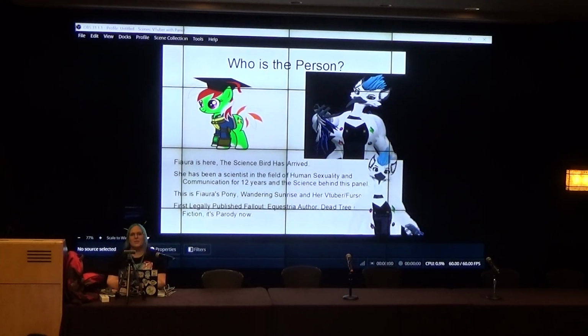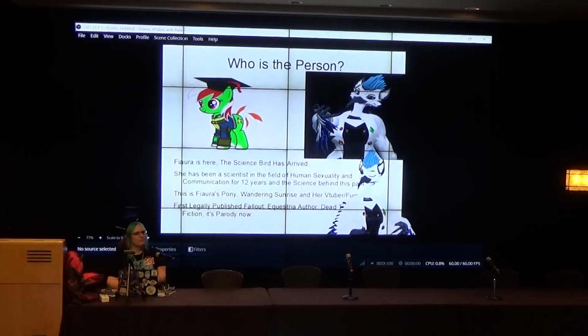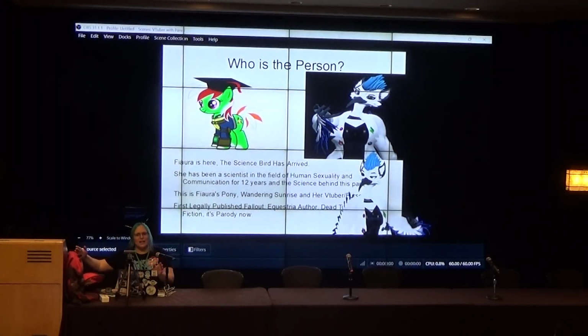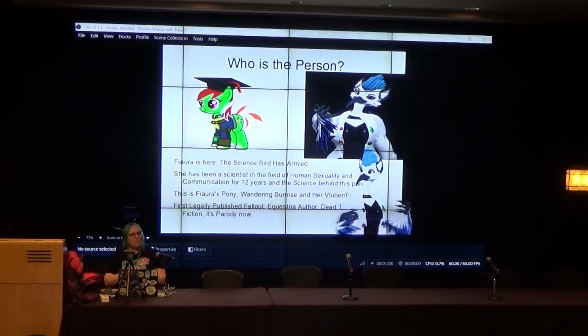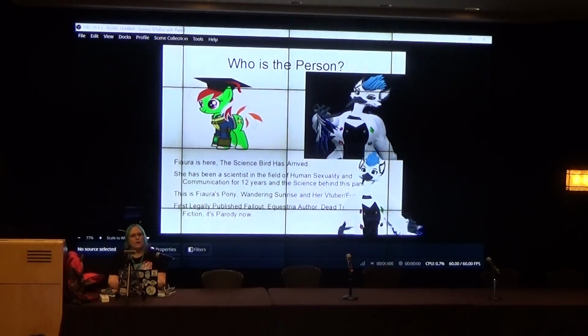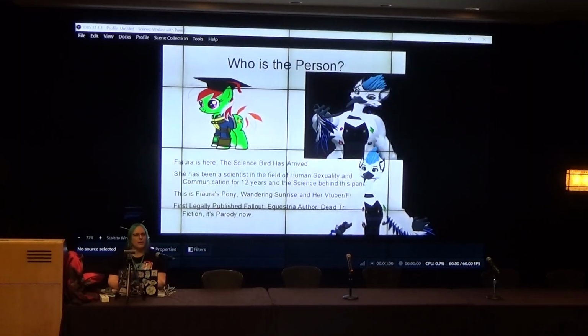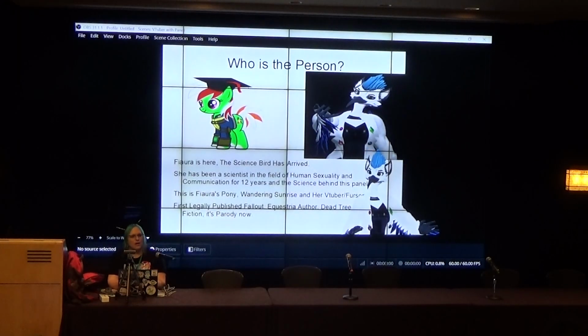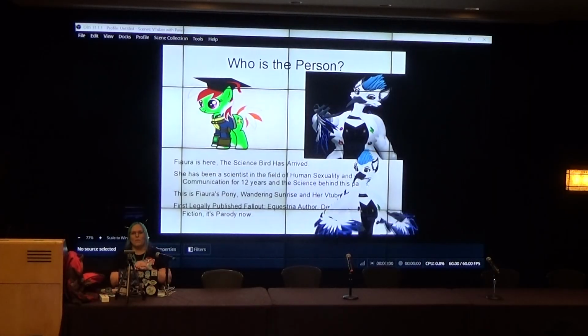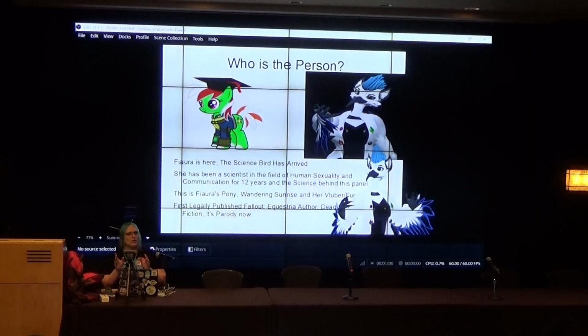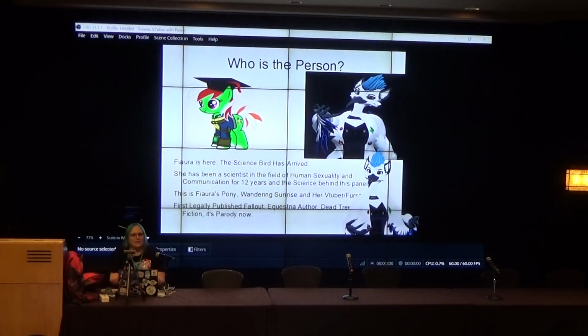On the left-hand side, you'll see the pony. I think the left. You're right, yeah, my left. Relative. That is Wandering Sunrise. I write her for Fallout Equestria Dead Tree, a legally published parody. All 3 of my books are in the Library of Congress, and I have the copyright for the 4th book, which comes out in December, which is the last one. This only took almost 10 years to write.